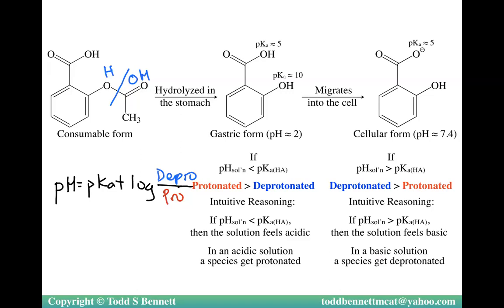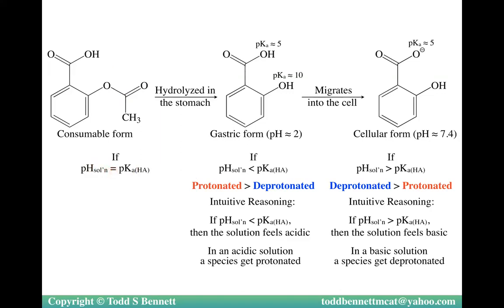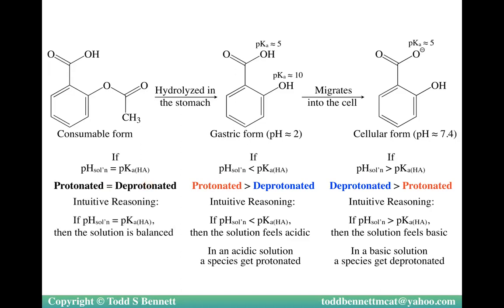I want to add one last piece to the puzzle, so I'm going to have to erase everything to make room. And that is if it happens to be a case where pH equals pKa. I wish I hadn't erased that Henderson-Hasselbalch because I kind of need it. pH equals pKa. If they're equal, then it has to be plus log of 1, because log of 1 is 0, so they must be equal. So protonated equals deprotonated. Intuitive reasoning: if it's not acidic or basic, it's going to balance. You're going to have a 50-50 mixture.